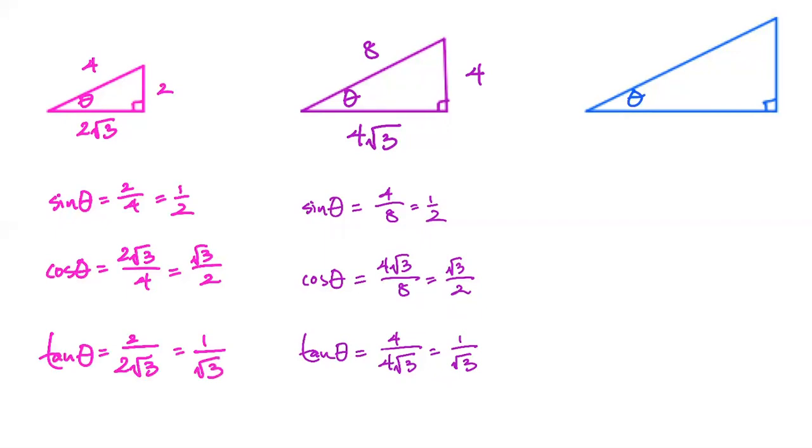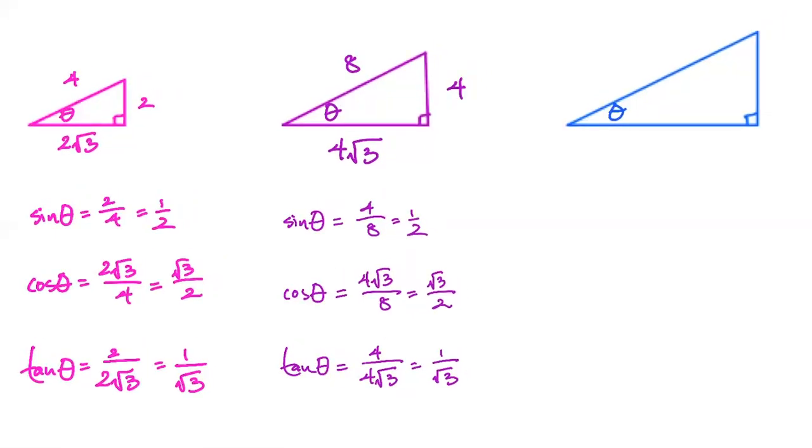Okay? So we can start to see that once we simplify, the sine for the pink triangle is the same as the sine in the purple triangle. And what numbers did groups use for the blue triangle?